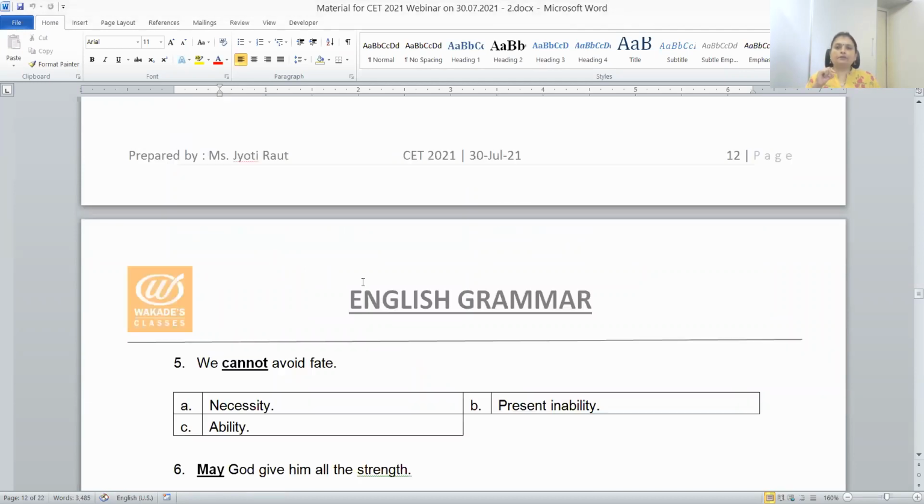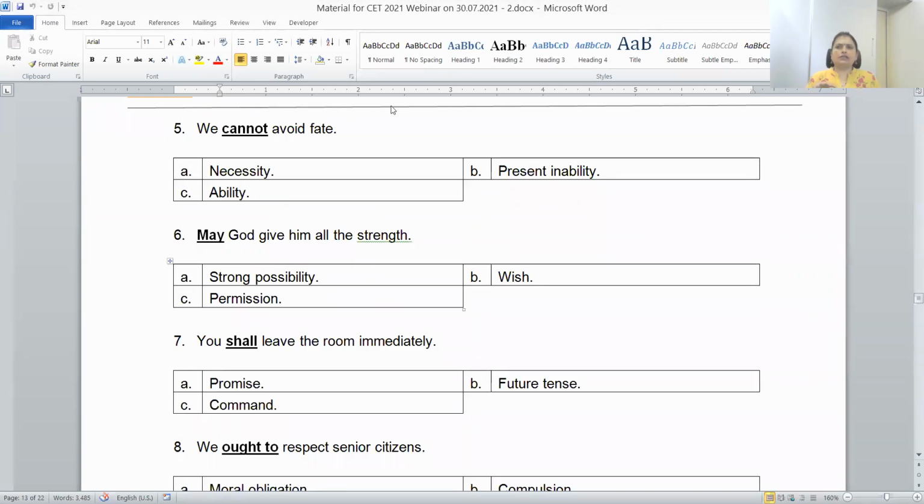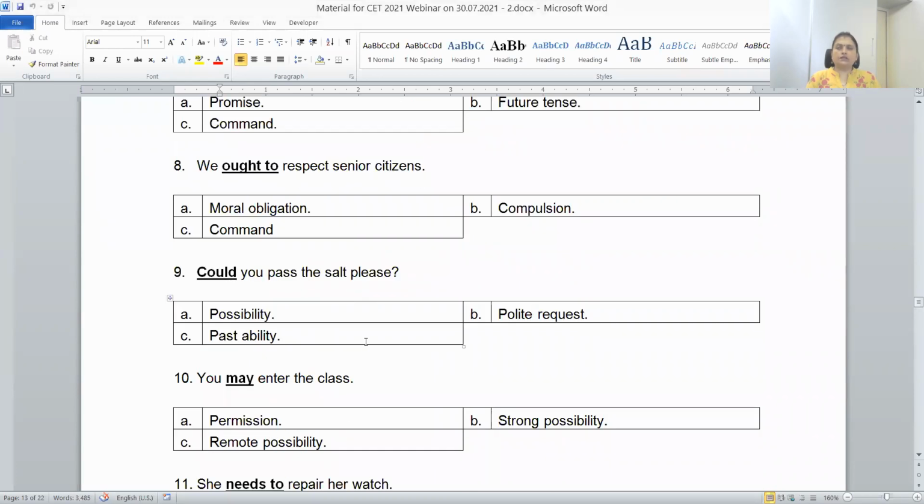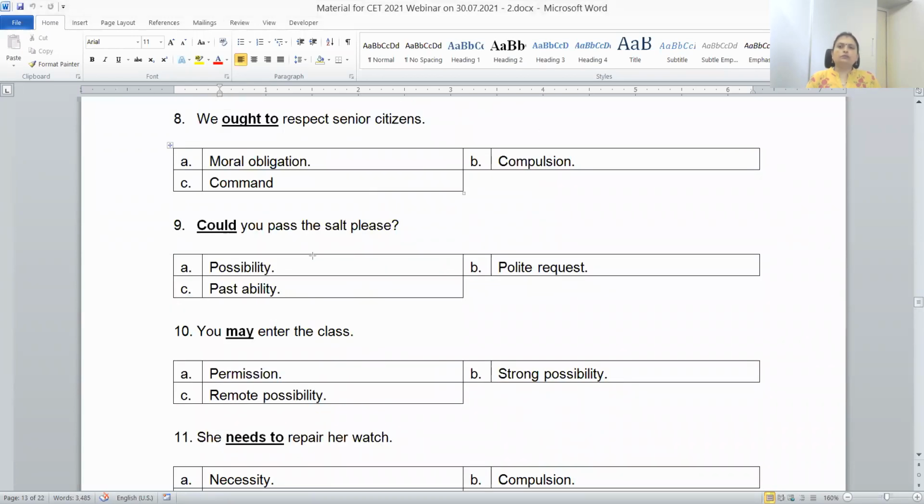Number 5 now. We cannot avoid fate. Yes, children, we cannot avoid fate. Present inability, correct? Children, see, can is present ability, so obviously cannot will be present inability. May God give him all the strength. So you're wishing that for him. So option B is your right option. Wish. You shall leave the room immediately. Children, isn't this a command? Option C, command. Number 8, we ought to respect our senior citizens. Children, what does this show? Moral obligation. Yes, option A. Option A.